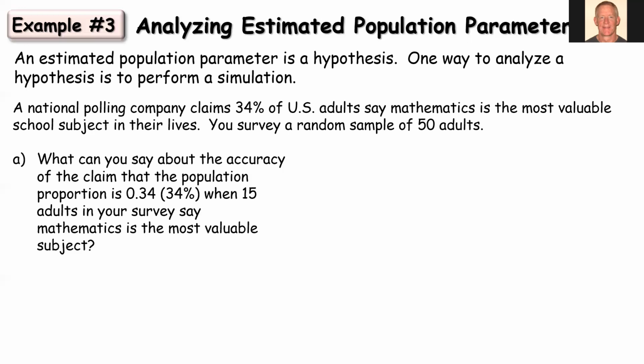Okay. So what can we say about the accuracy of a claim that the population proportion is 0.34 or 35% if, when you do the survey, right, 15 adults in your survey say that mathematics is the most valuable subject. Okay, so we went out and did our own survey of 50 adults, and it turned out to be 15 of the 50 said, yes, it's the most valuable subject.